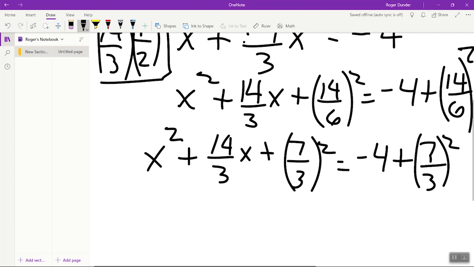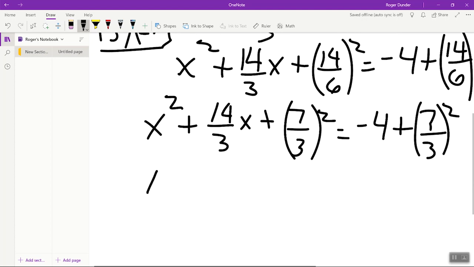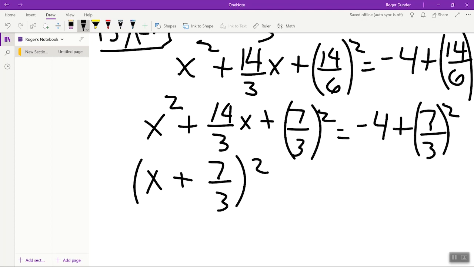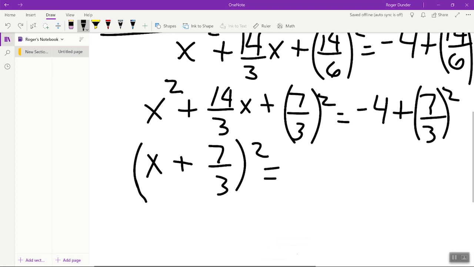So on the left now, it should factor out nicely for us. So this would be x plus 7 over 3 quantity squared, okay, is equal to, what is 7 over 3 quantity squared? It's 49 over 9, isn't it? So this then will be equal to negative 4 plus 49 over 9.